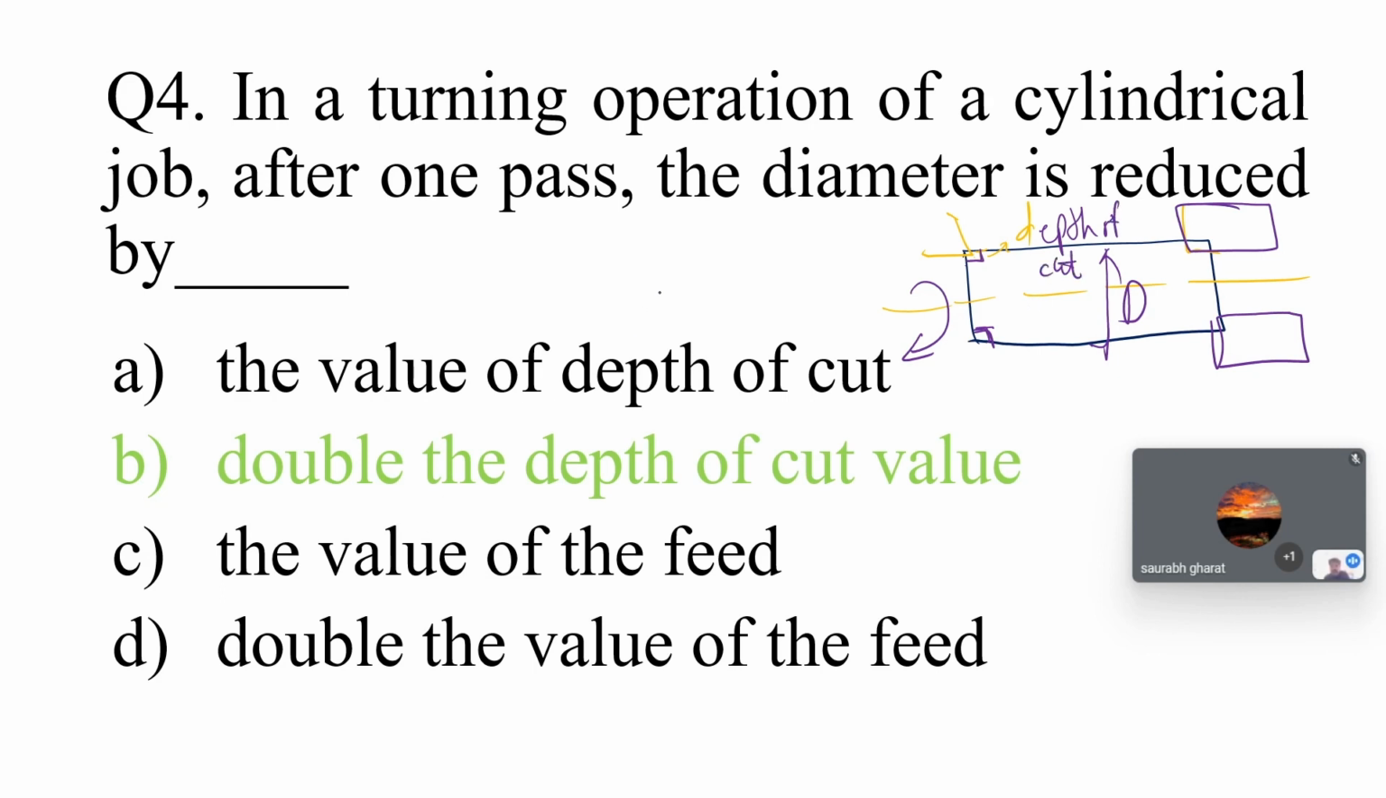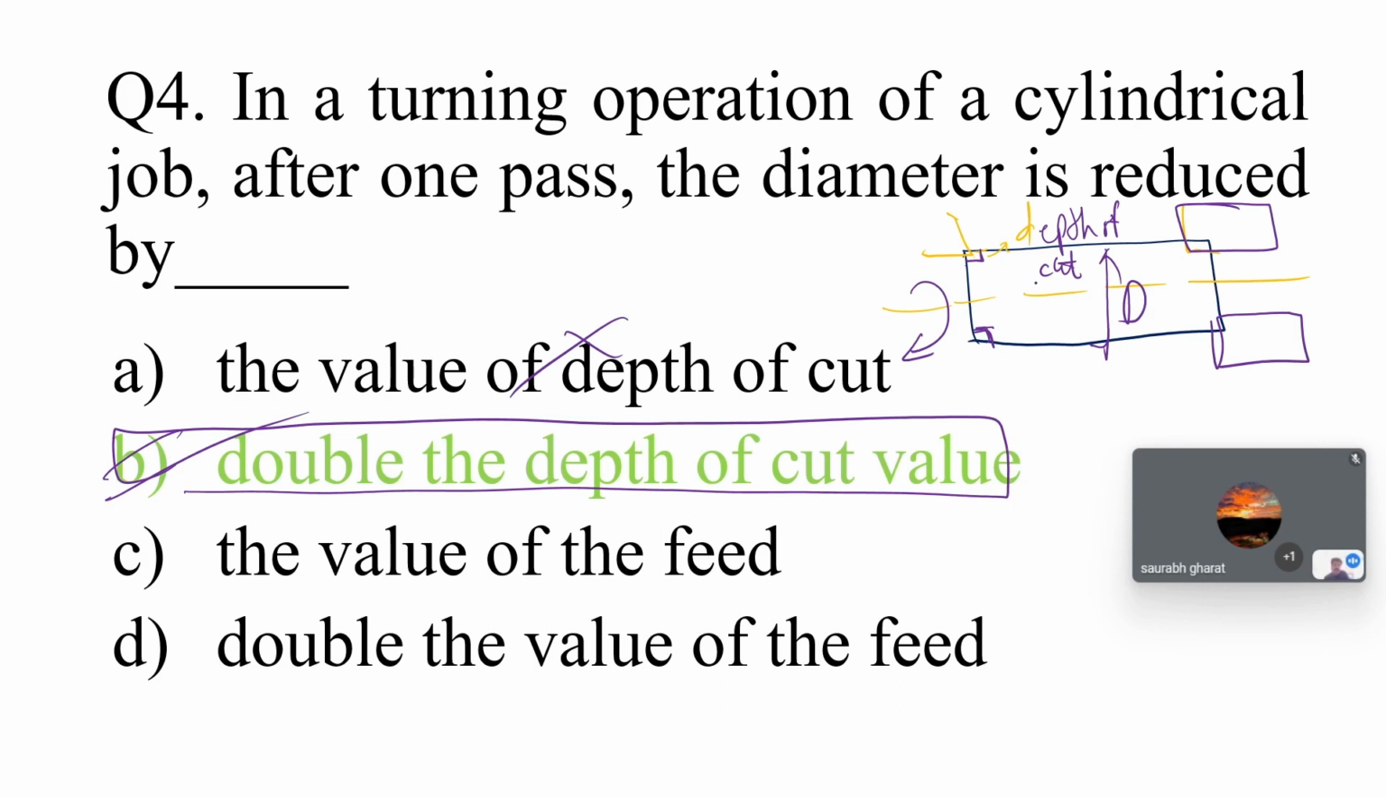So the diameter is reduced by the value of the depth of cut. There are two depth of cuts, so the value of depth of cut alone is wrong. Double the depth of cut is the correct answer. I explained here completely how it actually happens. The value of the feed is wrong. Double feed is different and depth of cut is different. Feed is given in this direction, which is not the diameter direction. This is the length direction. So feed is a completely wrong answer. Only double the depth of cut value is the correct answer.